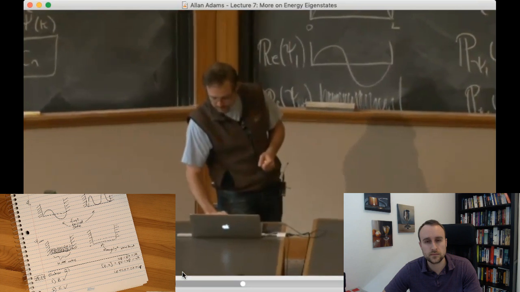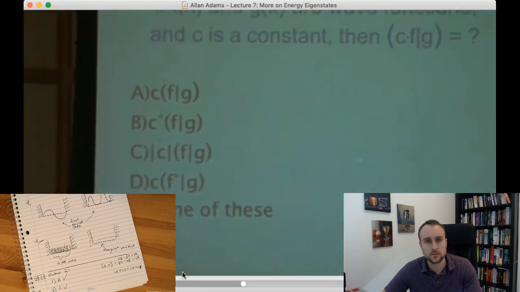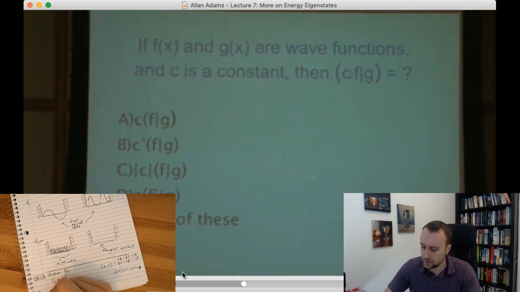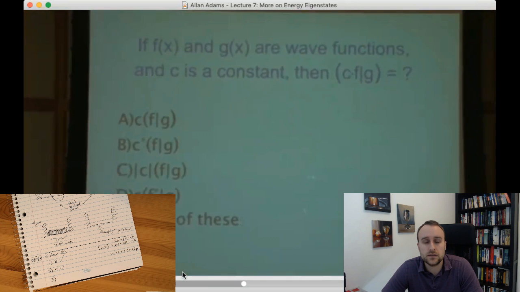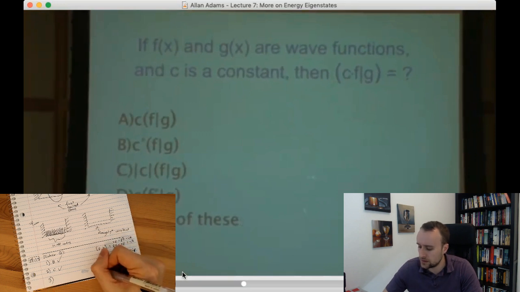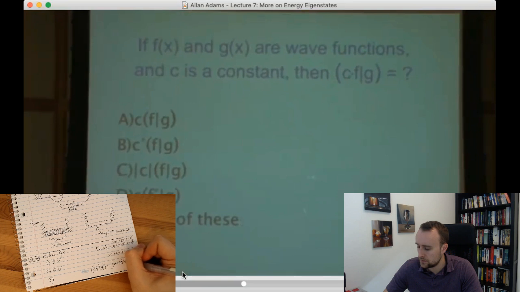Okay, next question. This one has 5. Okay, number 3. F of x and g of x are wave functions, and c is a constant. Then the inner product of c times f with g is equal to. So this notation, cf g, should be equal to the integral dx of c f g.